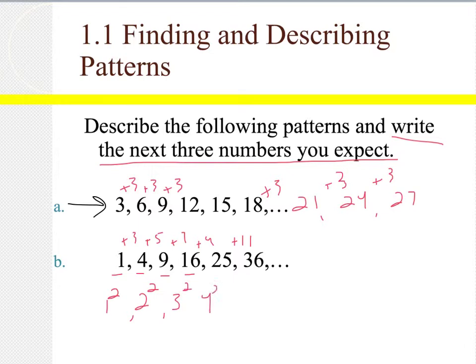Okay, and I have 4 squared, 5 squared, 6 squared, which means my next 3 numbers are going to be 7 squared, which is 49, 8 squared, which is 64, and 9 squared, which is 81. So if I looked at that, I noticed all of those were my squares. So my pattern was squares, and then I came up with the next 3 numbers that I would expect, which were 49, 64, 81.